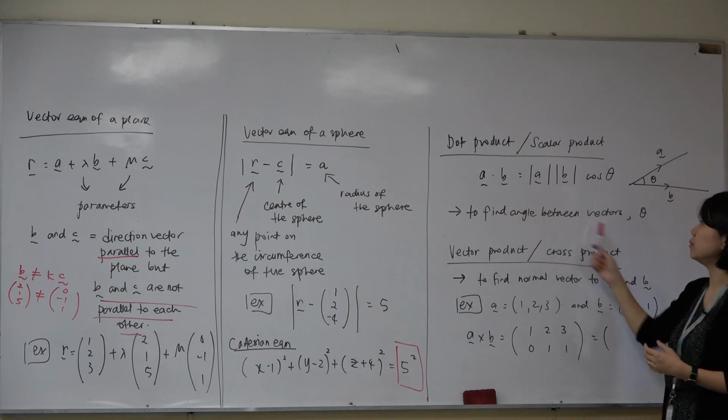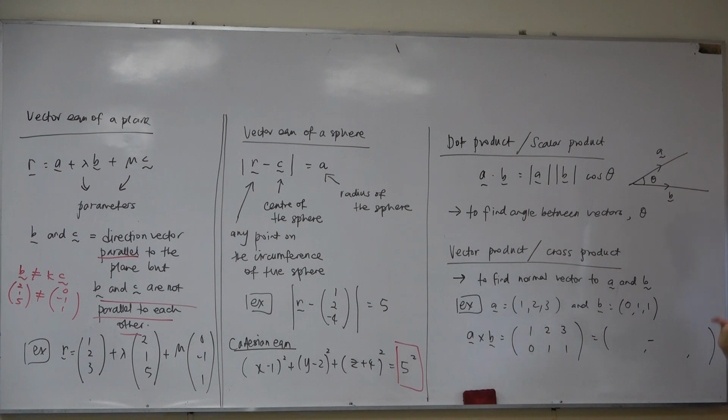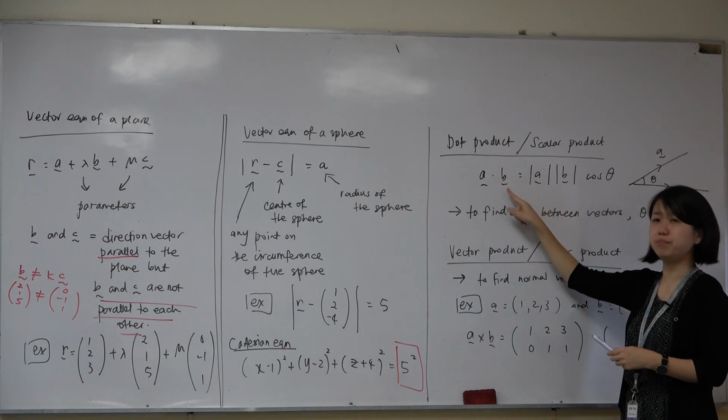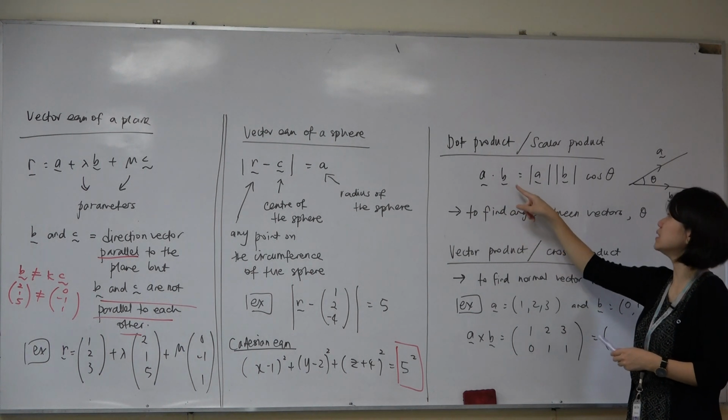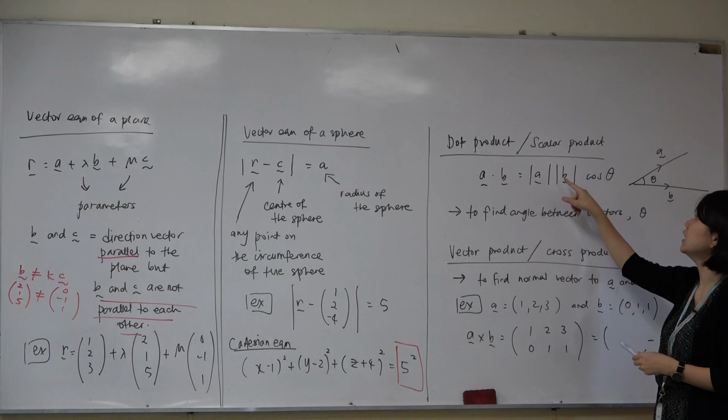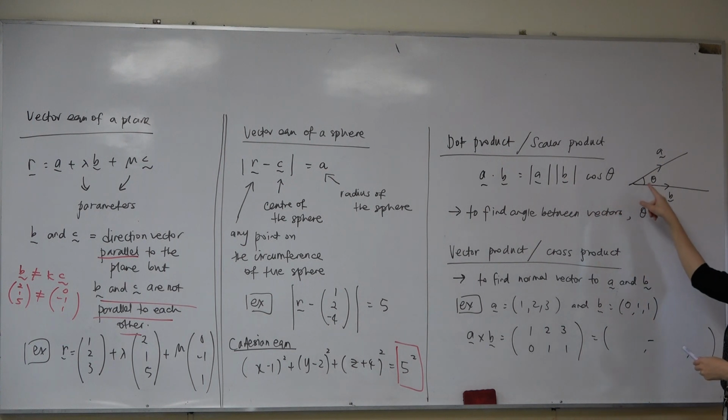It is to find the angle between vectors. So let's just say I've given you 2 vectors, vector A and B. What is the dot product? A dot B. Mind this one: A dot B is equivalent to the magnitude of A times the magnitude of B times cos theta. Theta is simply the angle between the 2 vectors. So this is mainly used to find the angle between 2 vectors.